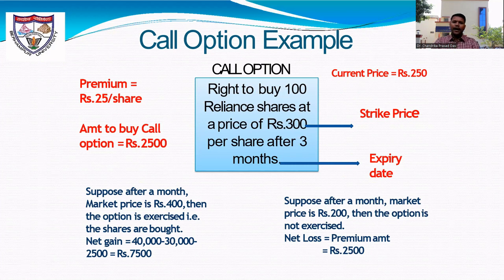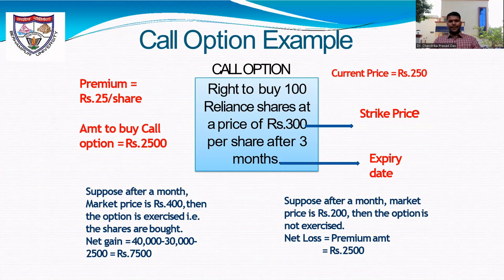Let us say after a month, the market price is 400, and you exercised the contract. Then what will be your net gain? You have already agreed to purchase at 300, but the market is at 400. It means you will have a benefit of 100 rupees. So if you are purchasing from the market, you have to pay 40,000. If you will purchase through this contract, then you have to pay 30,000. So your profit will be 10,000. And you have already paid premium of rupees 2,500. Then your net gain will be 10,000 minus 2,500. That is 7,500.